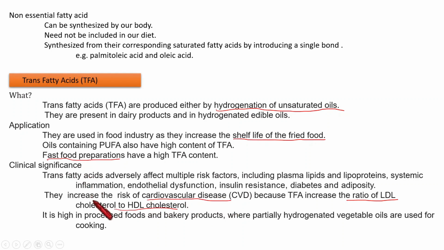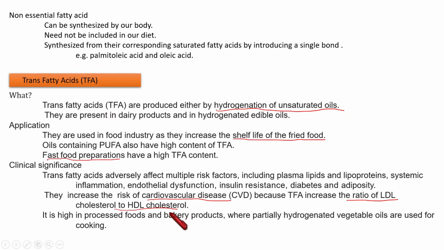TFA is high in all processed foods and bakery products. It's better to avoid all these whenever possible in our life. It is also present in partially hydrogenated vegetable oils. So it's a must that whenever we are purchasing food items, we check whether they contain TFA or not.